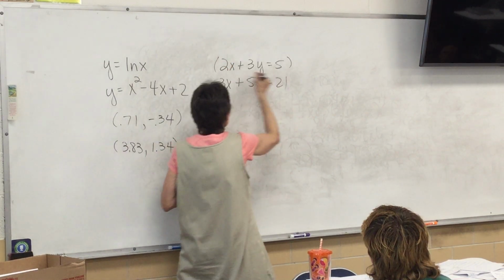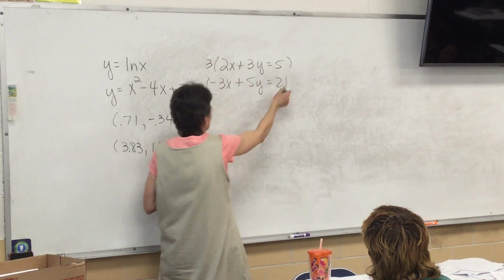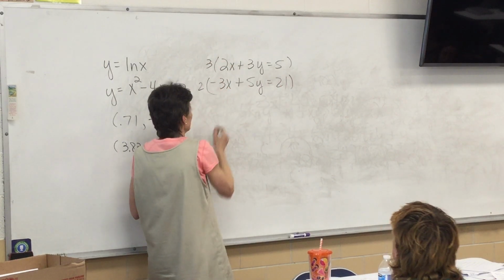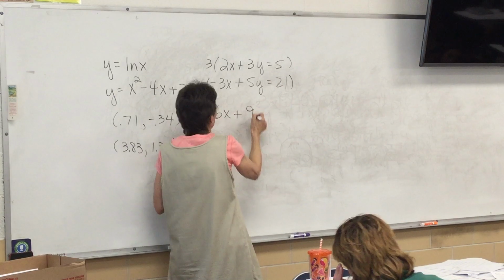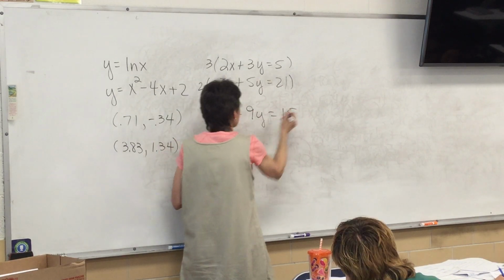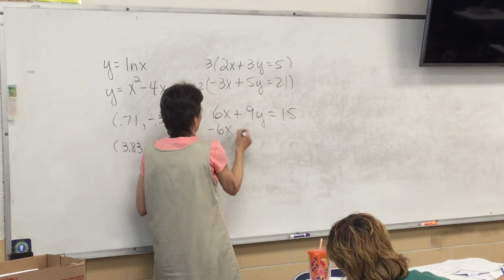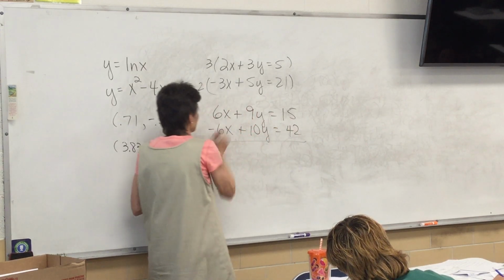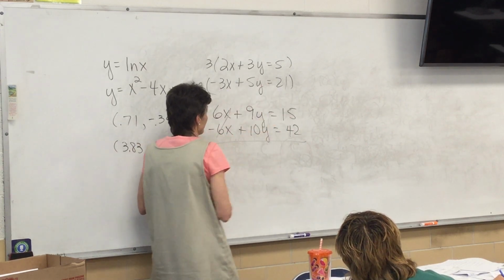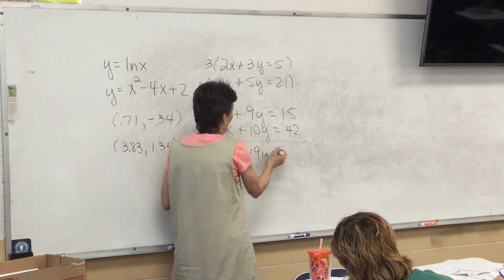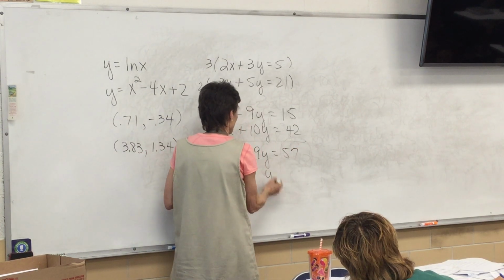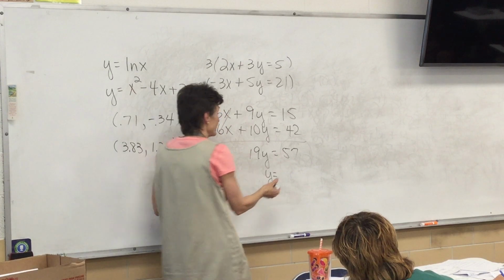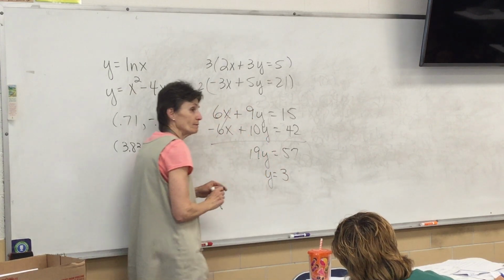So to make that happen, we got to multiply the top one by 3 and the bottom one by 2. And remember, when you do this, let's not make careless mistakes. This is easy stuff. We should be rocking this. When we do it, we got to go all the way across. So 19y equals 57. Oh, another nicely rigged problem. Y equals 3.